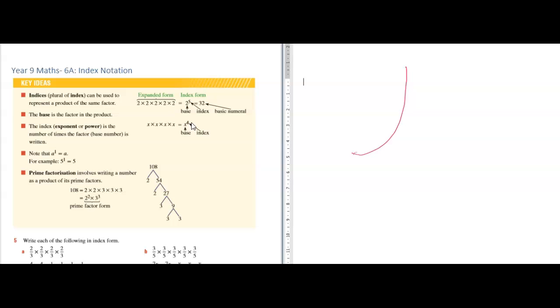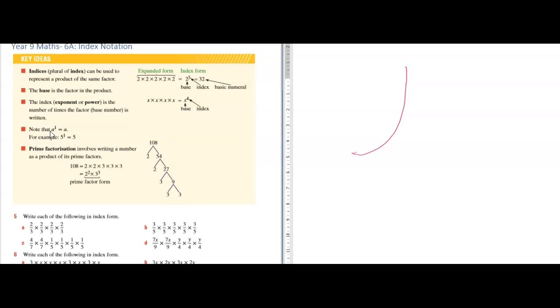If your index is 4, we're multiplying that base 4 times. Other things to note, a to the power of 1 is just a. So 5 to the power of 1 is just 5, because that's 5 multiplied by itself just once. So it's just 5, or it's not really multiplied at all.